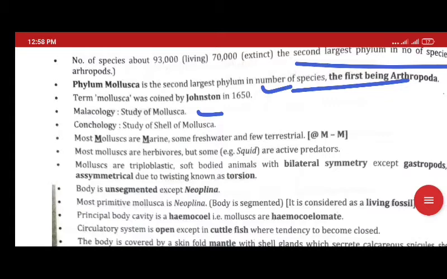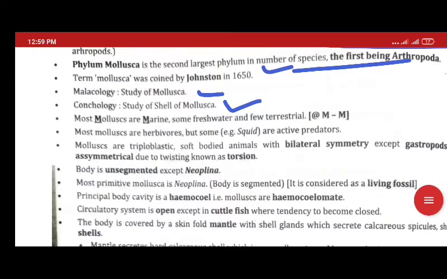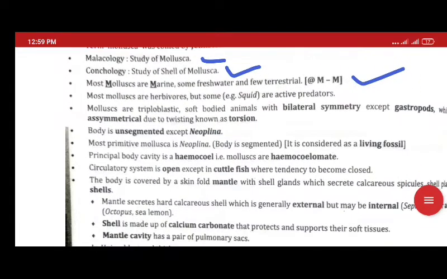So the study of shells in Mollusca is known as what? Conchology. Mostly they are what? Marine. So M for marine, mostly, and a few are freshwater and terrestrial also included here. And bilaterally symmetrical, that is the trend.